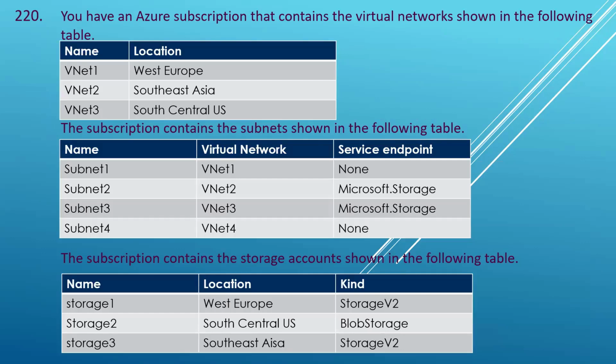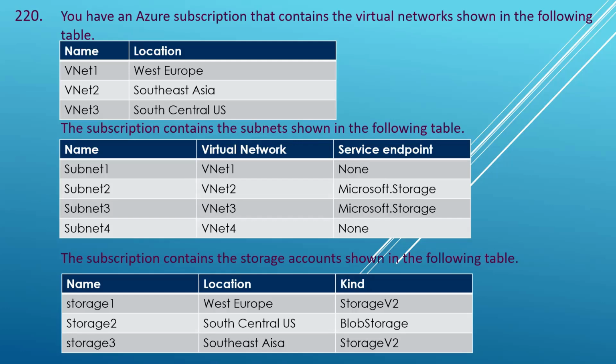The subscription contains the subnets shown in the following table. You have 4 subnets with the name of subnet 1, subnet 2, subnet 3, and subnet 4. Subnet 1 is connected to VNet 1, subnet 2 is connected to VNet 2, subnet 3 is connected to VNet 3, and subnet 4 is connected to VNet 4. The service endpoints for subnet 2 and subnet 3 are Microsoft.Storage, and subnet 1 and subnet 4 do not have any service endpoint. The subscription contains the storage accounts shown in the following table.